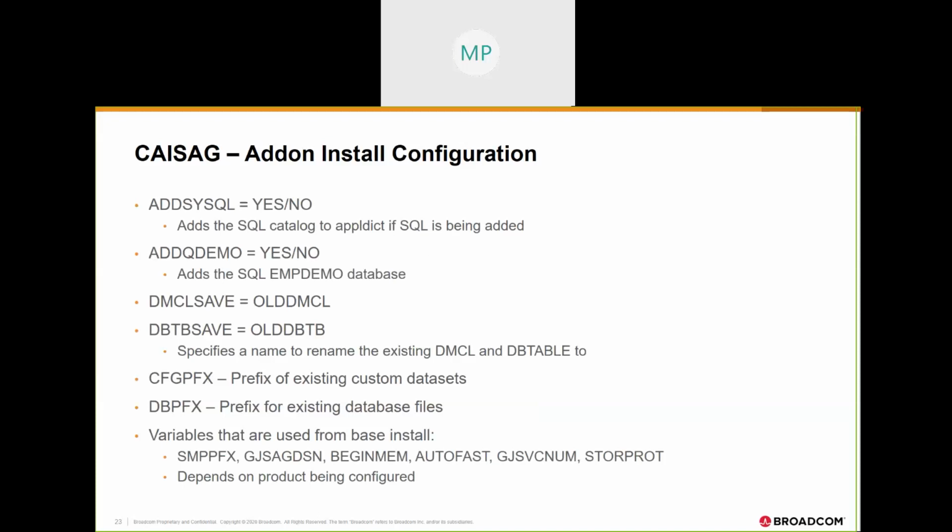Okay, so here are some more SQL variables. These determine if an SQL catalog and SQL demo database are going to be added. Doing an add-on saves the existing DMCL and DB table by renaming them. DMCL save and DBTB save are what they will be renamed to. Configuration prefix is the prefix for your existing custom datasets, and the database prefix is, again, for your existing database files. These other variables we discussed are also being used, and other variables may be used as well depending on what products are being added.